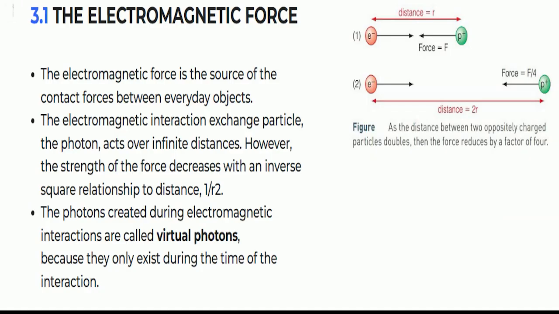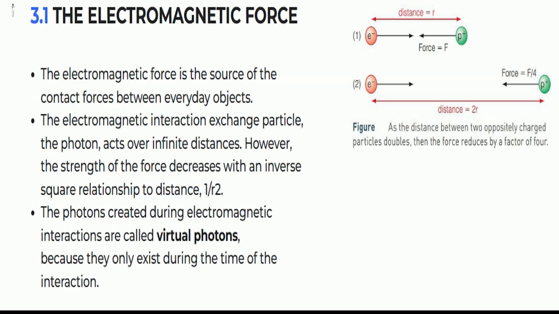Now the first force is the electromagnetic force. Electromagnetic force is the force between everyday objects, and it is present due to contact. The exchange particle is the photon, and they act over infinite distances. But remember, the strength of this force decreases with an inverse square relationship to the distance. So this force is going to decrease by a factor of 4, that means 1/4. And the photons which are created during electromagnetic interactions are virtual photons.